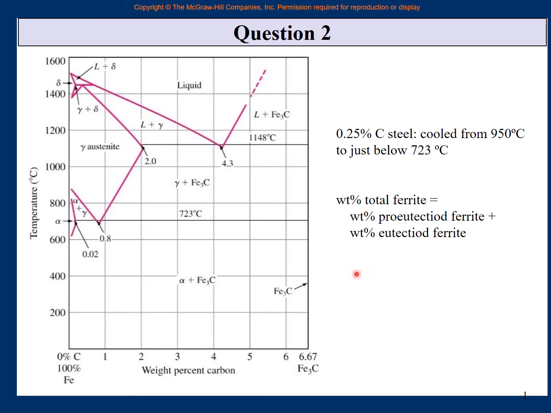So by the lever rule, if you have to find alpha, go to the other side, right? The right composition minus the middle one, upon the right minus the left. This is alpha, this is W naught, this is gamma. So gamma minus W naught upon gamma minus alpha. This is the weight percent pro-eutectoid ferrite, weight percent alpha, right?